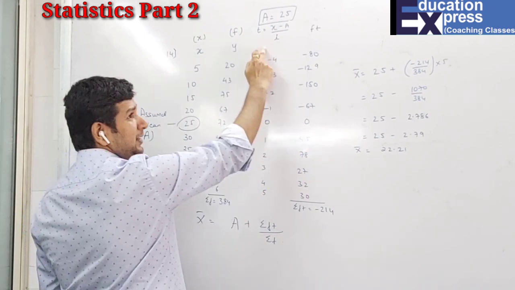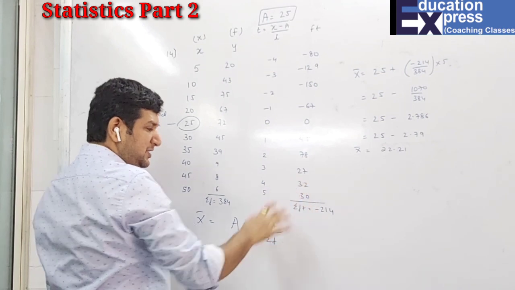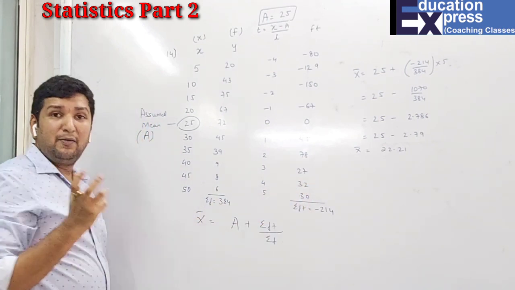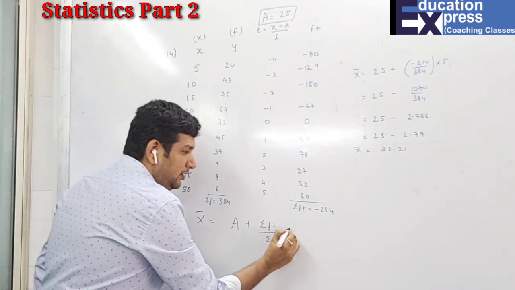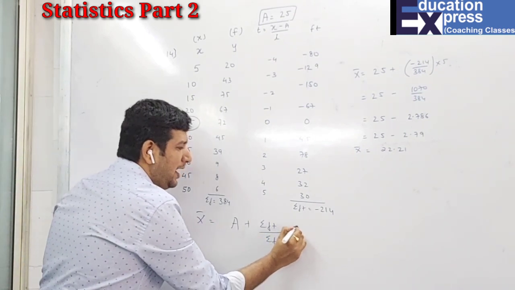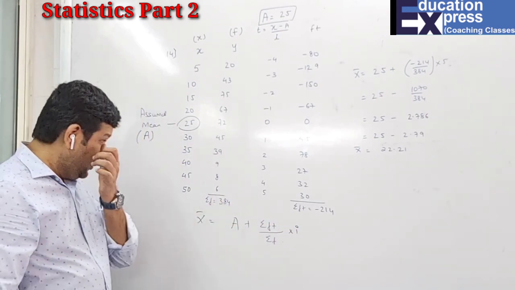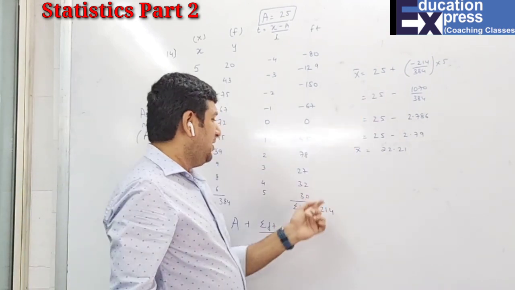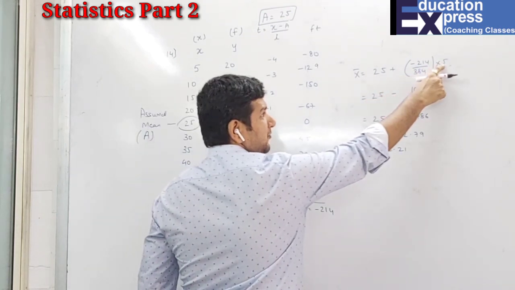After you get the t, instead of fx, now you multiply ft and get the answer. And then in the same way, sigma ft, sigma f. After this, to find the x bar by the step deviation method, the formula is a plus sigma ft upon sigma f into I. And then we just substitute the values. A is 25, sigma ft is minus 214, and this is 384 into the class interval 5, and then the answer.